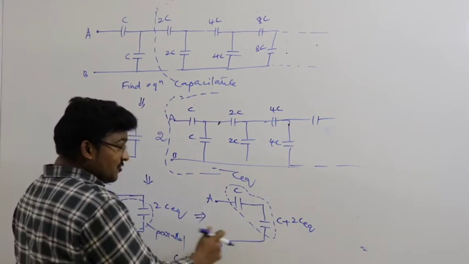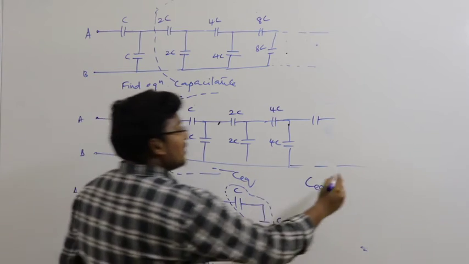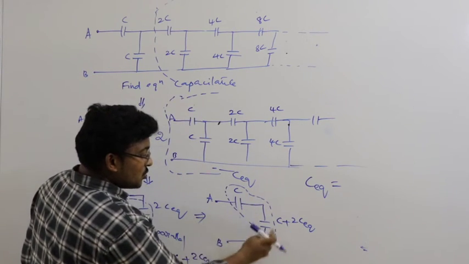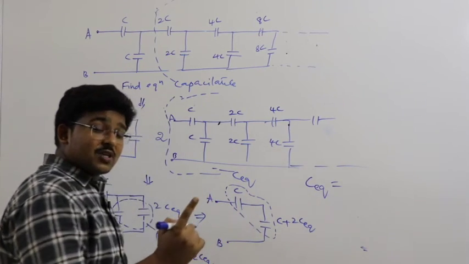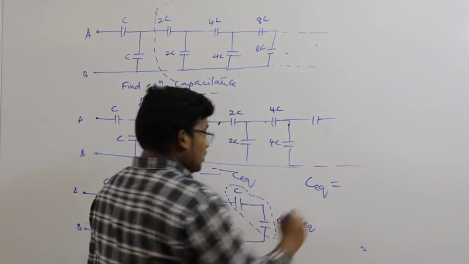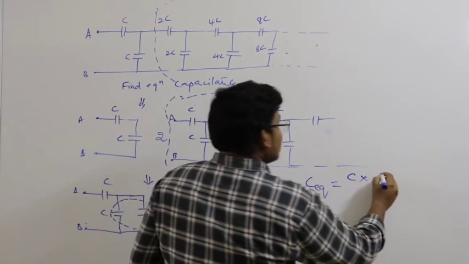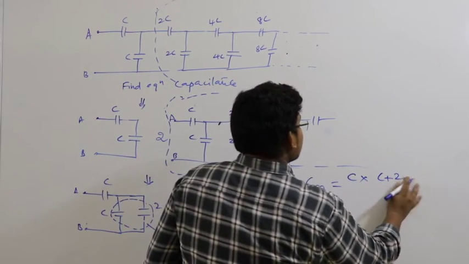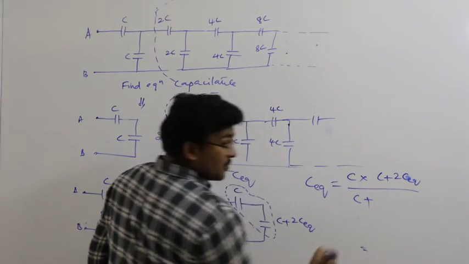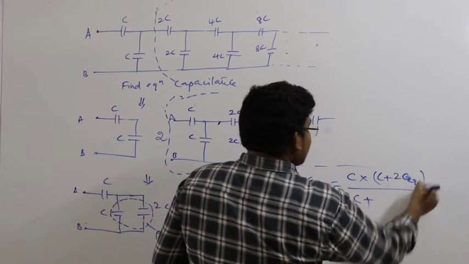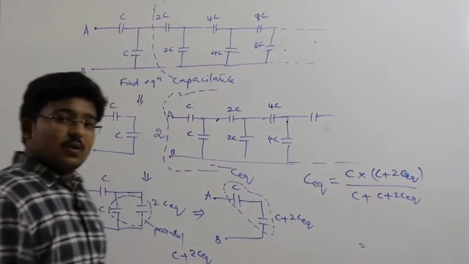So what is the answer of AB? C equivalent is nothing but the combination of these two, C and C, which are in series. For two capacitors in series, what is the formula? Product by sum. So C into the whole thing is C plus 2 times C equivalent, divided by the sum, C plus 2C equivalent. Okay?